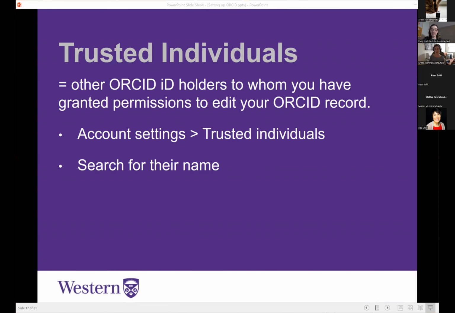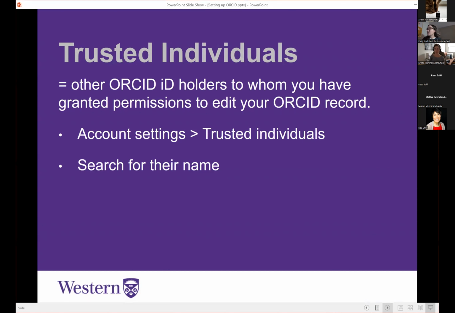So if you want to be added as a trusted individual for someone else, they will have to add you in this way. If you want someone to help you and be able to see and add things to your profile, you have to add them in this way under account settings. Don't share login details, do it this way. It'll make them a verified trusted individual for your account.